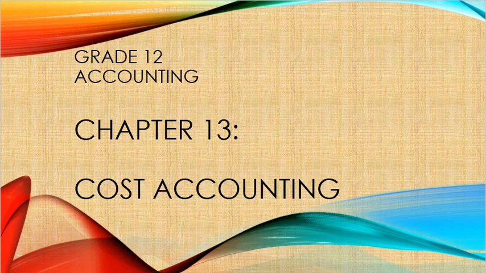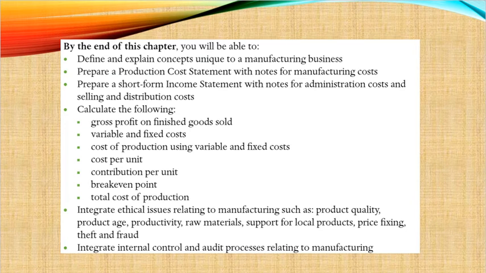So let's quickly have a look at the outcomes for this unit. What is it that you need to be able to do by the end of this chapter? At the end of the chapter, you'll be expected to define and explain concepts unique to a manufacturing business. These concepts will be stuff like what is fixed cost, variable cost, prime cost, raw material, work in process, direct labor, indirect labor, all these different concepts unique to a manufacturing business. You need to be able to define them and explain to me what they are.